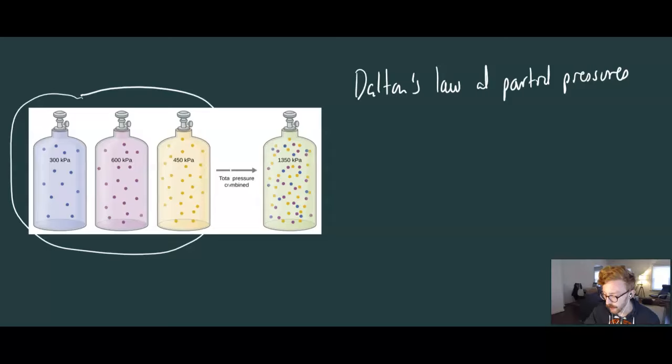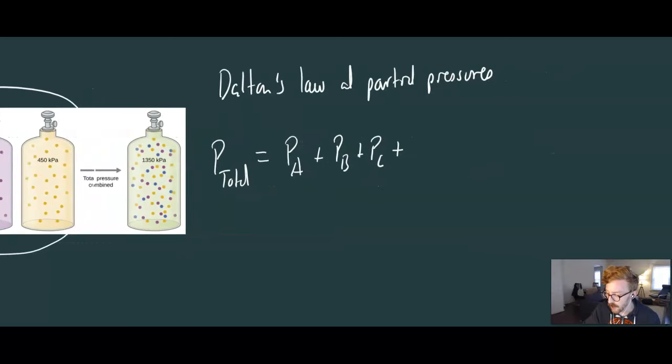So mathematically, we express this by saying that the total pressure, P total, is equal to the partial pressure. We denote partial pressure as a subscript with whatever that gas is, in this case A, just as a placeholder, plus the partial pressure of B, plus the partial pressure of C, plus the partial pressure of whatever else is here. Essentially the generic form is the summation of all partial pressures in the system, P i. Again, these are the pressures exerted by each individual gas.